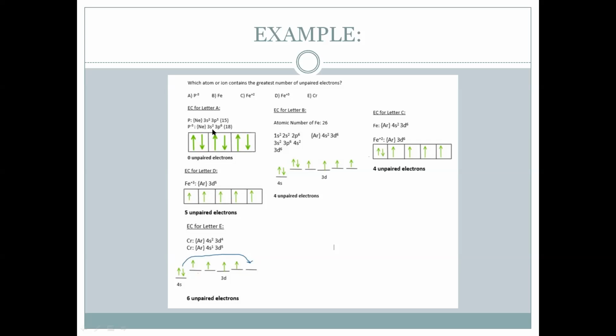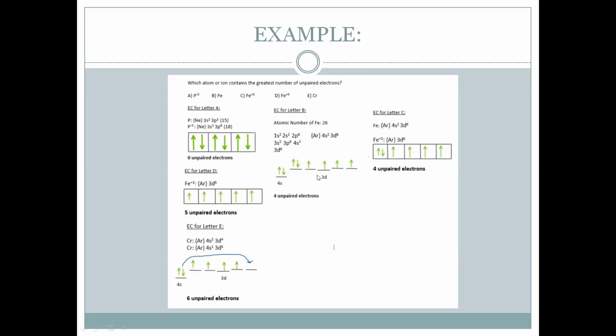Okay? So, pag pinlock natin yung 3p6 sa orbital diagram, ganito yung magiging itsura niya. So, as you can see, wala siyang unpaired electrons. Lahat, yung 3p6, complete siya. Okay? So, here is the electron configuration for letter B naman.